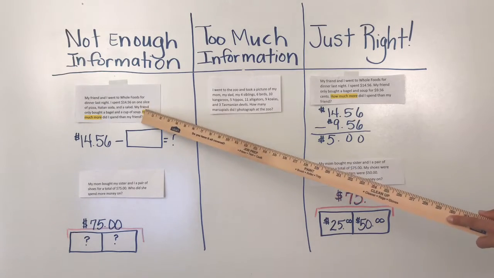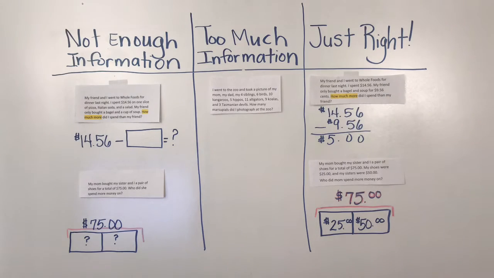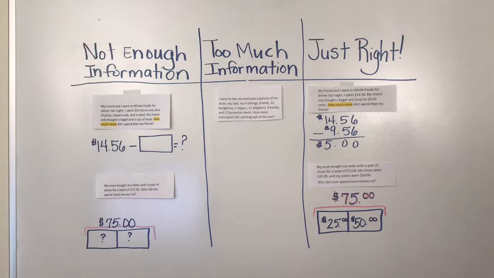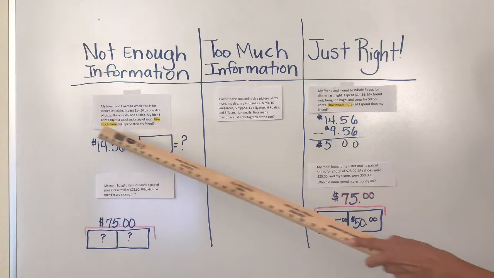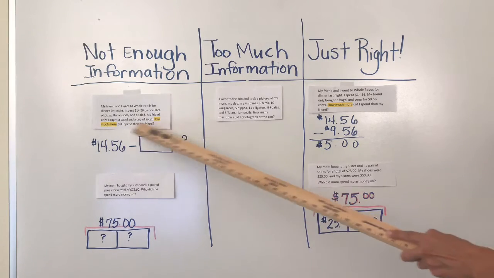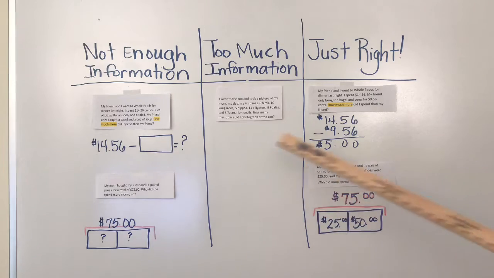Now, that same problem was changed a little bit over here. My friend and I went to Whole Foods for dinner last night. I spent $14.56. My friend only bought a bagel and soup for $9.56. How much more did I spend than my friend? And since I did not mention this before, I highlighted how much more because every time you see that keyword, these keywords together, that means you are going to subtract.